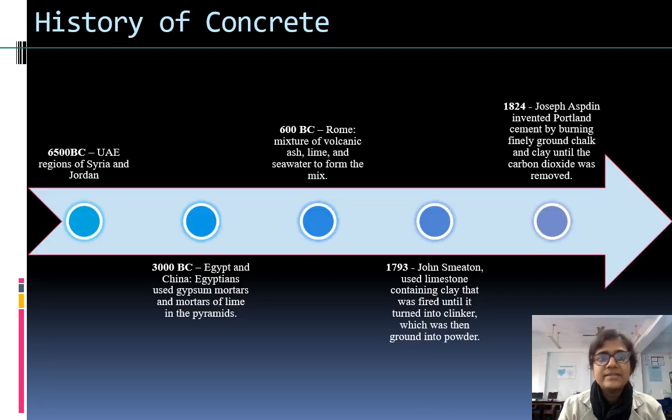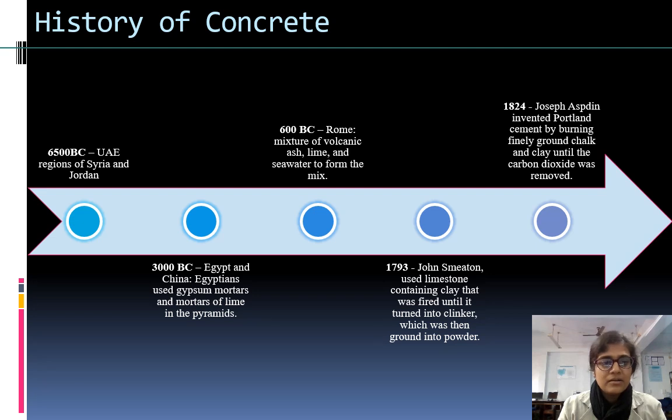With that understanding, the concrete as we see today has gone through a lot of changes from the time it began being used in history. If we see the timeline, as early as 6500 BC, the first traces of concrete can be seen in the regions of Syria and Jordan.